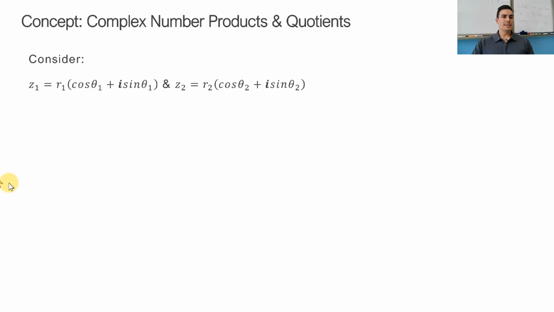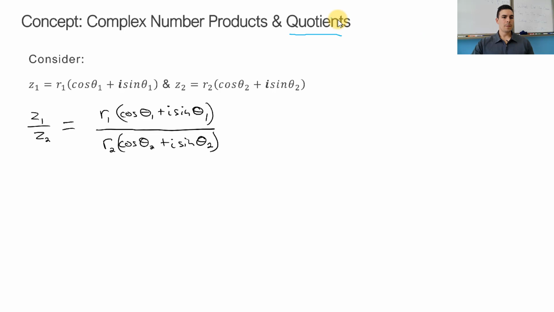Now we had z equals a complex number, right? So z is representing a complex number in polar form. So now I have two different complex numbers, z1 and z2. So consider this situation here. We're going to find the quotient of the two. So let's find z1 over z2. So that is going to be r1 cis theta 1 over r2 cis theta 2, right?